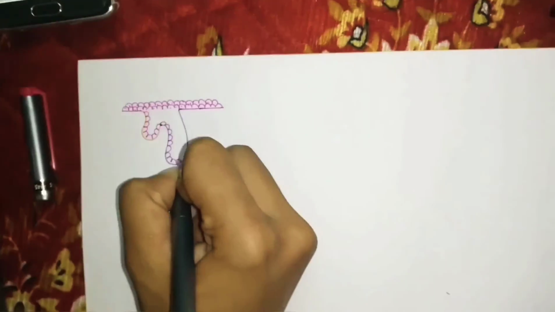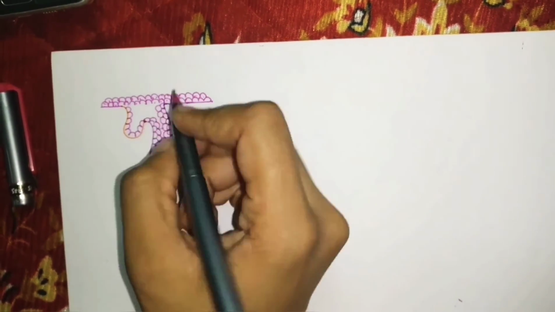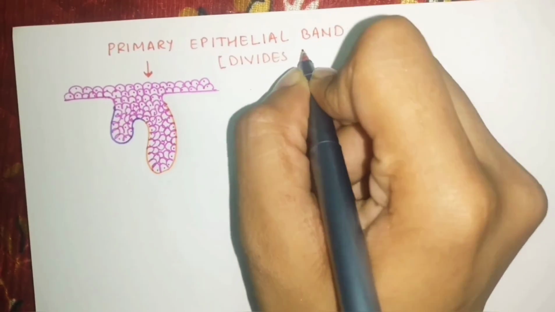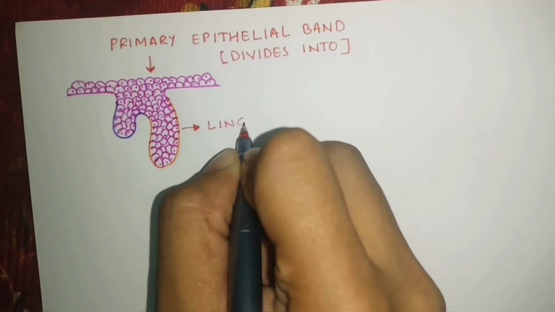About the 7th week, the primary epithelial band divides into two processes. One, the inner process or lingual process, and the other, the outer or buccal process. The inner lingual process is called the dental lamina, and the outer process is called the vestibular lamina.